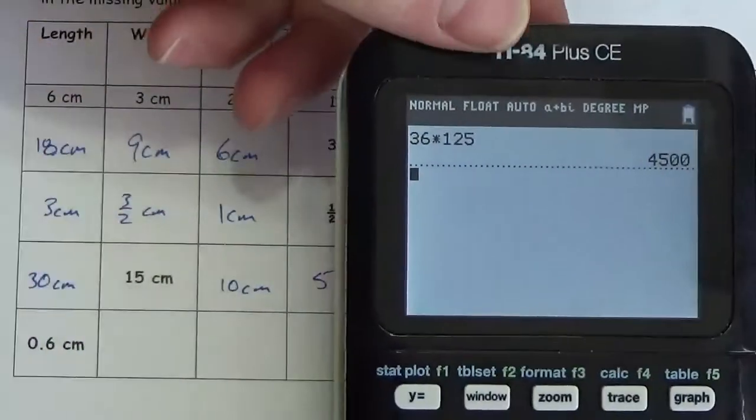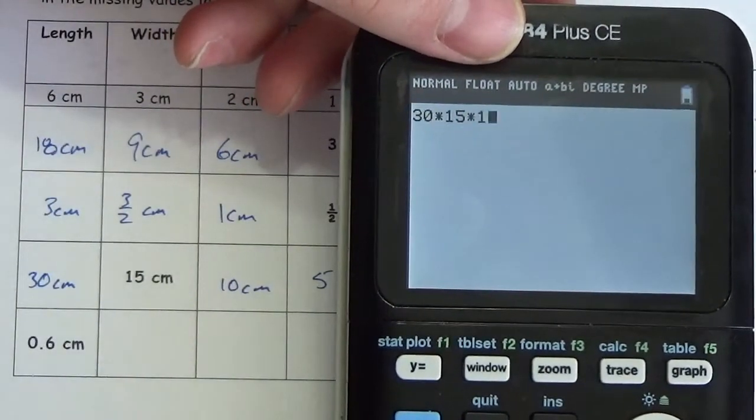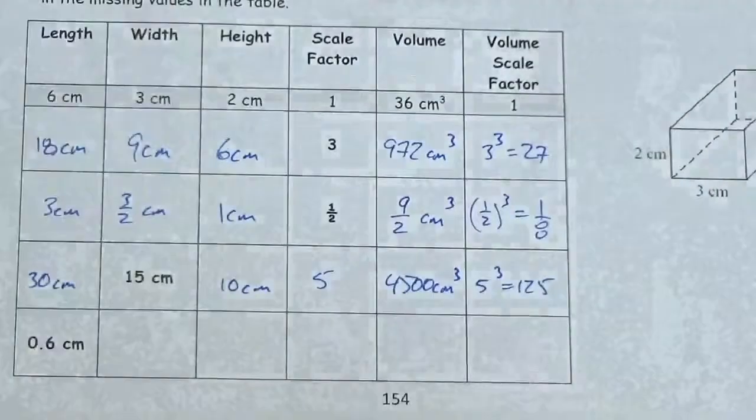Okay, now let's just double check that that works here. Let's multiply these three dimensions together and see if we get the same value. So 30 times 15 times 10, and I do. I get 4,500. Good.